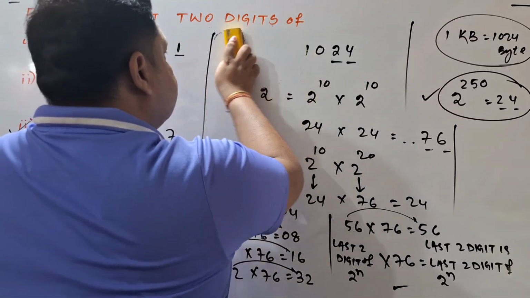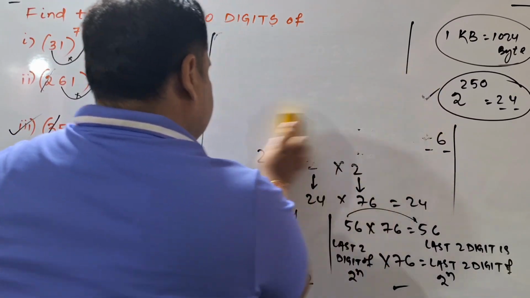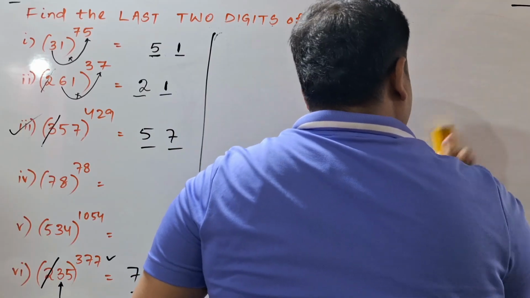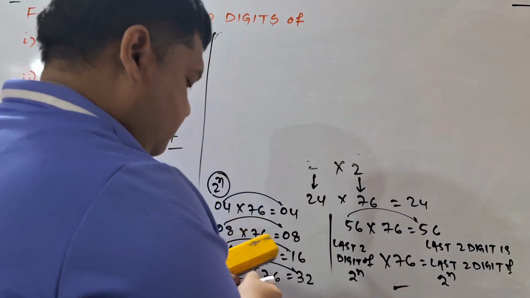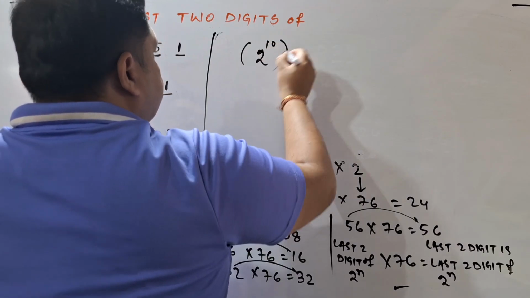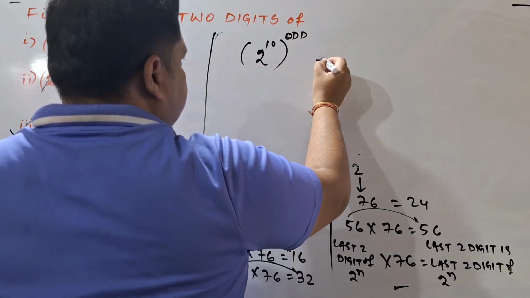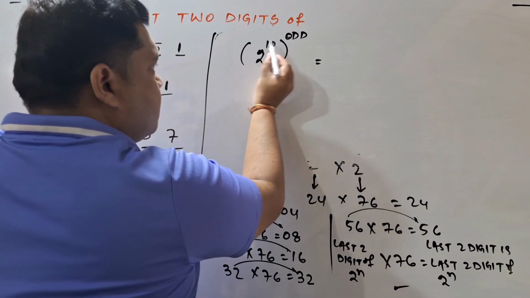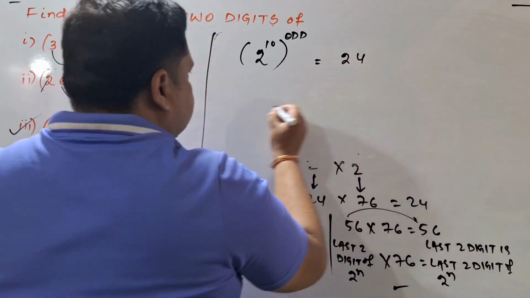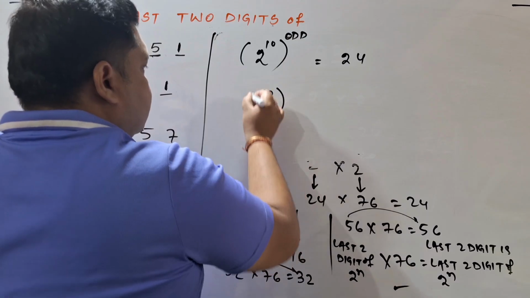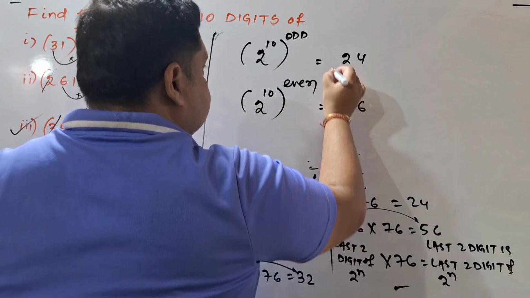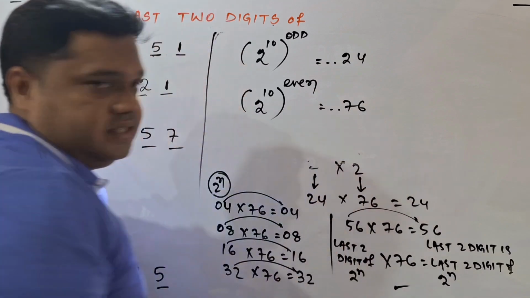Now here I am saying two statements. This is again important. The statement is: 2 to the power 10, if multiplied with an odd number, then the tens place is odd, and the answer ends in 24. Similarly, 2 to the power 10, if it is multiplied with an even number, the answer ends in 76. Here I am writing only the last 2 digits.